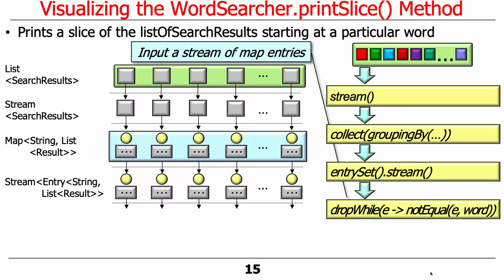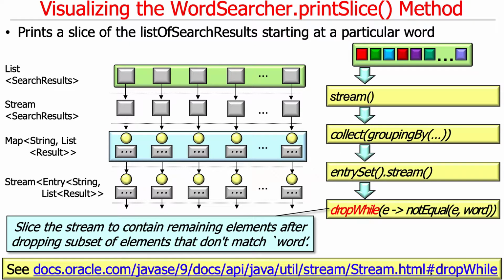And then here's where it gets fun. We're going to use dropWhile. So dropWhile, as you may recall, is this method that's going to slice the stream to contain the remaining elements after dropping the subset of elements that don't match the word that's coming in here. So we're going to have the word passed in, like the word in the case of my example was la. And so while the elements of the stream don't equal the word, we're going to ignore them. And that's what dropWhile does.